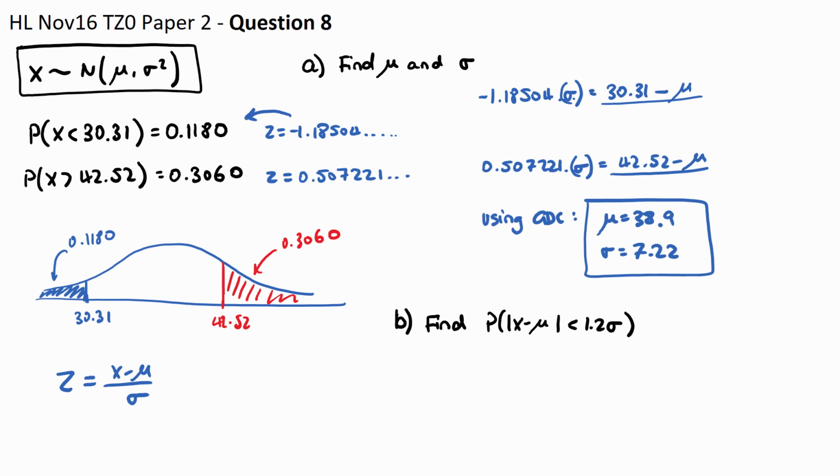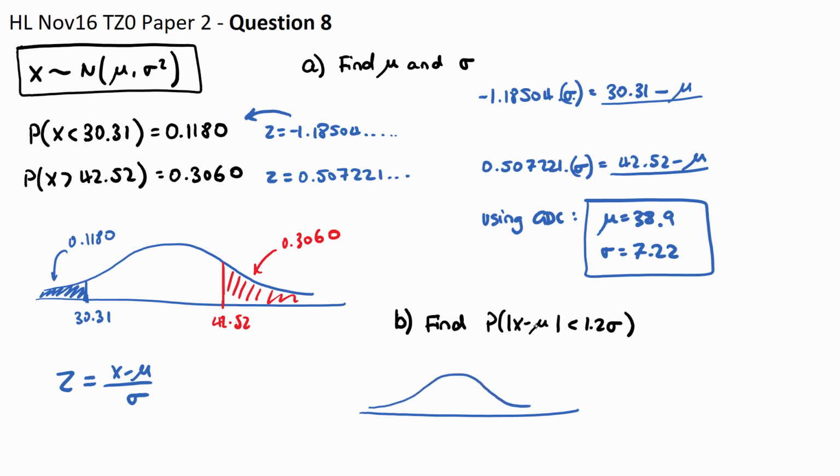Part B, it says find the probability, and then we have our absolute value signs around x minus mu. When is that less than 1.2 standard deviations? Now we could sub in all of our values from what we found in part A, but this is actually just a general answer, which we can just use the standard normal curve.